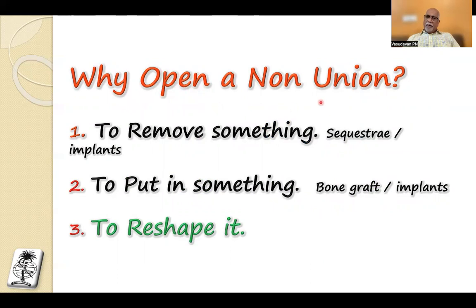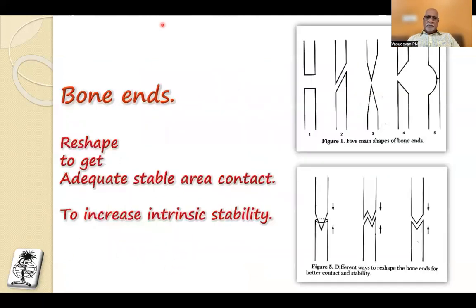Now, why do you want to open a non-union? If you want to remove something like a sequestra or implant, you have to open that area. There's no way out. If you want to put in something like bone graft, you have to open that area. If you don't like the shape, again, you have to open that area. So bone ends, this is a stable situation. This is a stabilizable situation.